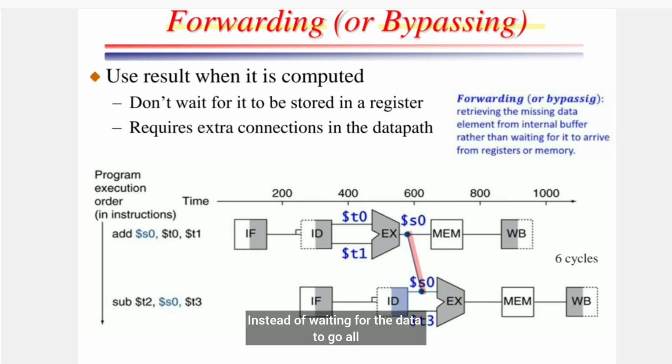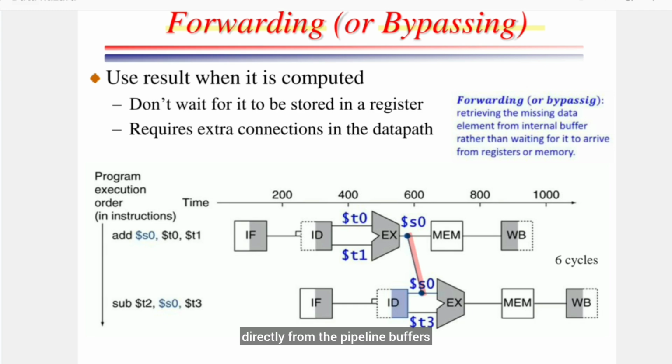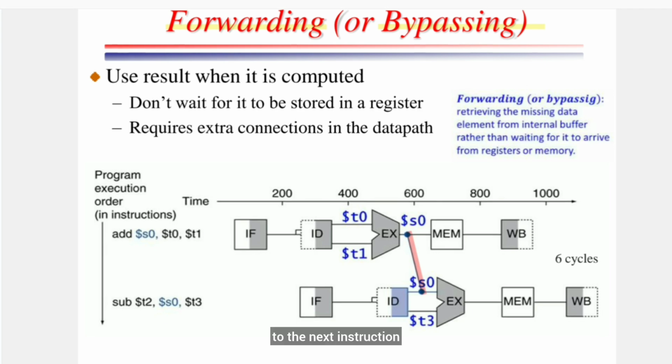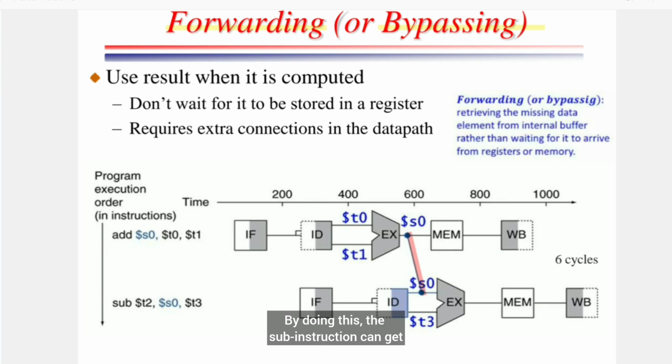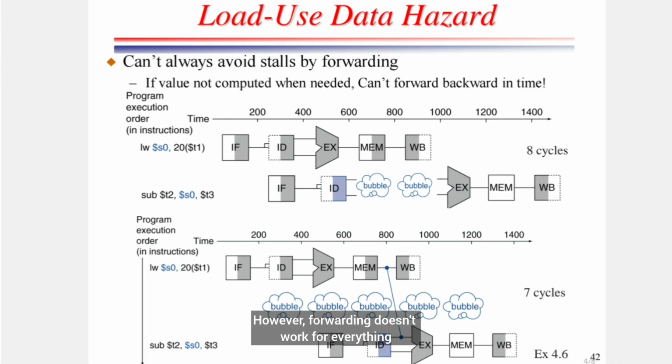Instead of waiting for the data to go all the way to the register file, we add extra connections in the data path to forward the result directly from the pipeline buffers to the next instruction. By doing this, the sub instruction can get the value of S-lin as soon as it's computed, allowing the pipeline to run without stalling. However, forwarding doesn't work for everything.